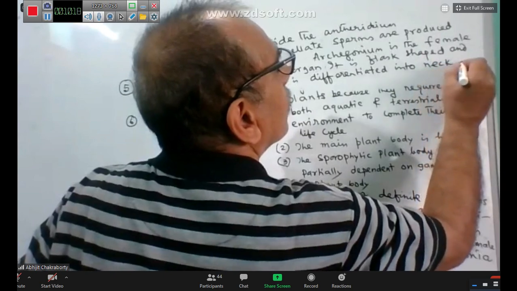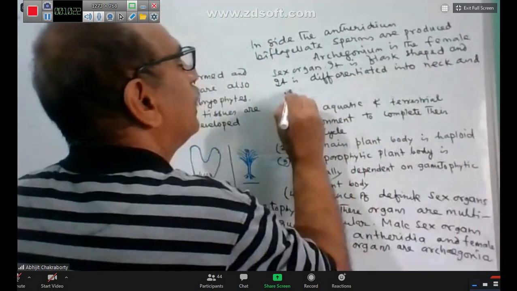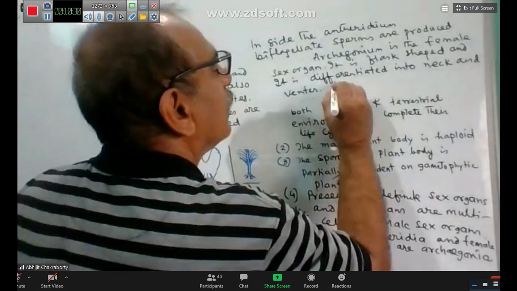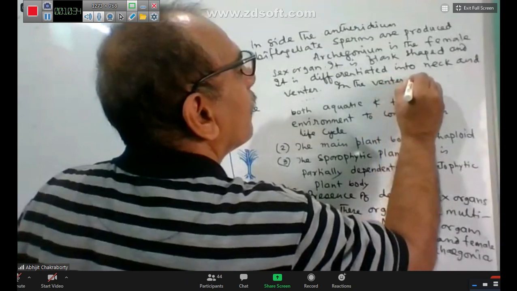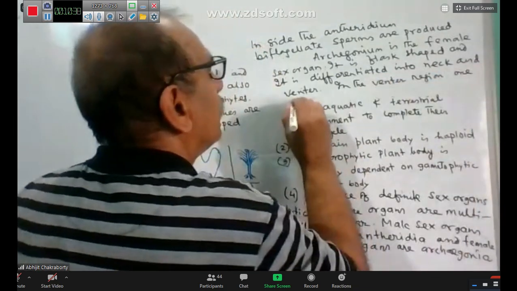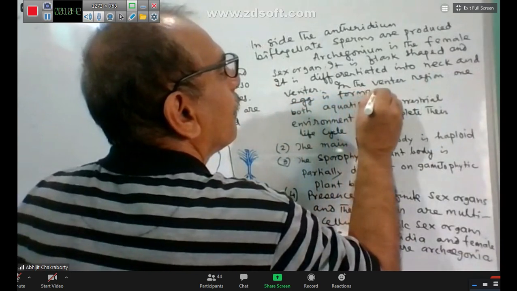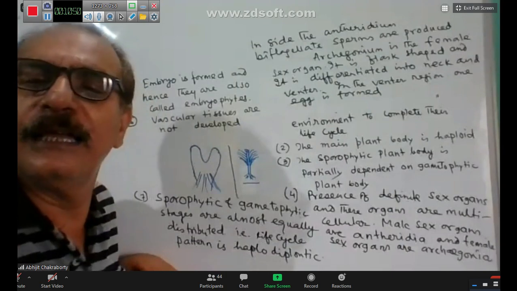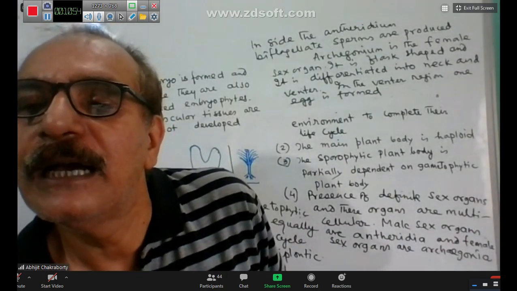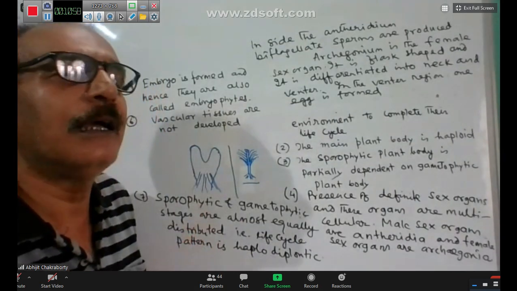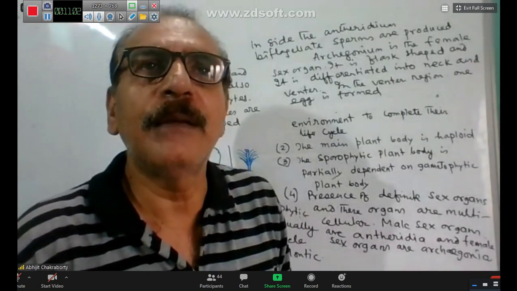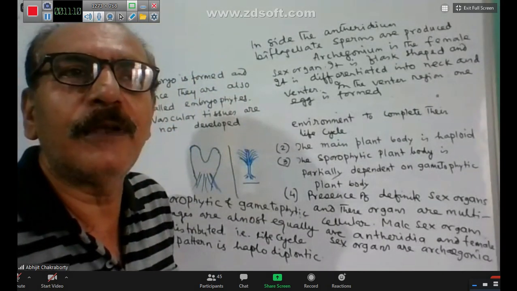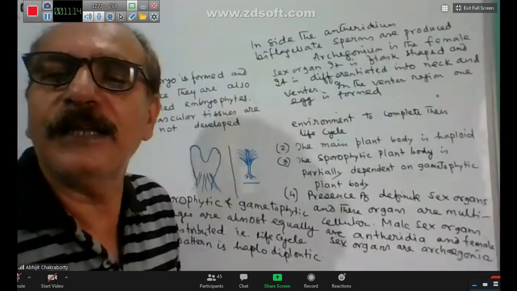Neck and venter. In the venter region, one egg is formed. So this is about the sex organs. Male sex organ called antheridia. Antheridia are of different shapes. Some antheridia are found to be pear-shaped. Sometimes it is dumbbell-shaped. But in all cases, archegonium is found to be flask-shaped, and differentiated into neck and venter.